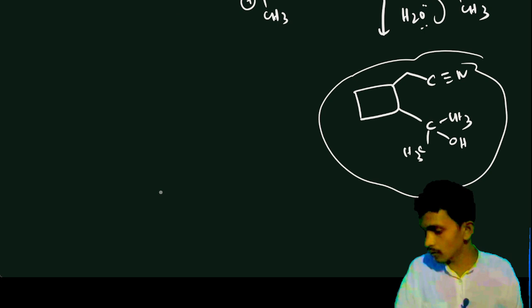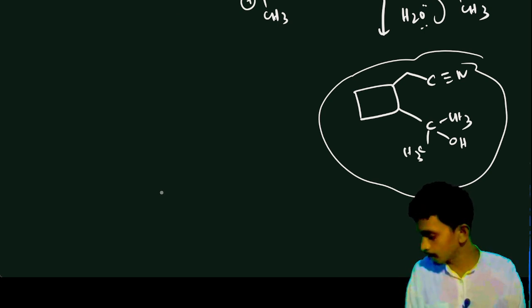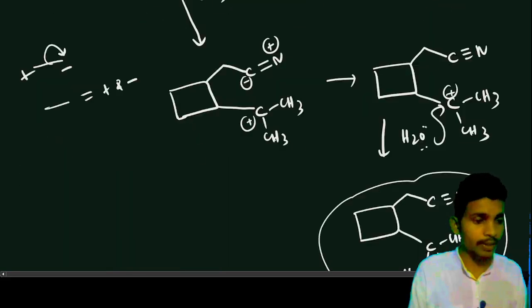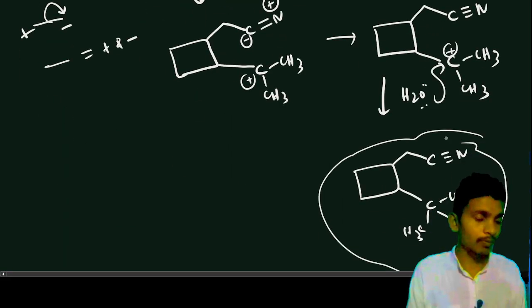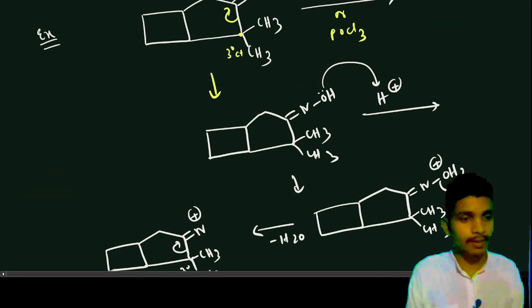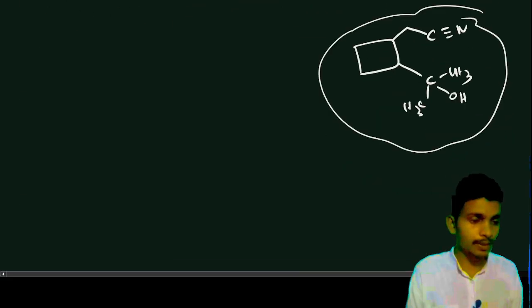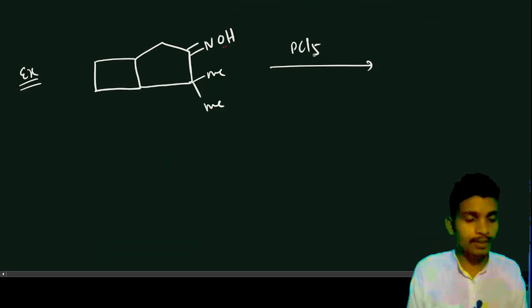So that is going to form a carbocation, and then that water will attack. Now this is the case if H plus is given. Now if it is POCl3, then the product is a little bit different. If it is POCl3 or PCl5, then what will happen?